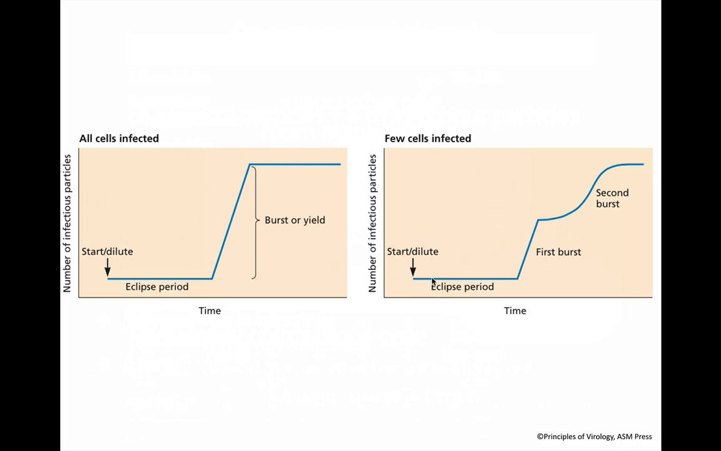What's happened here is the few initial cells infected produce virus, and they go on and infect other cells, but there's another eclipse period at which time they're producing new particles in those other cells, and then a second burst, and so on. So this is called a multi-step growth cycle on the right here. Both single and multi-step growth cycles have different applications, as we'll see in virology.